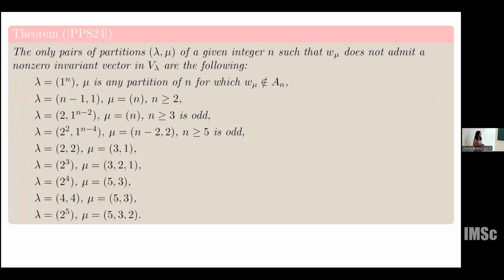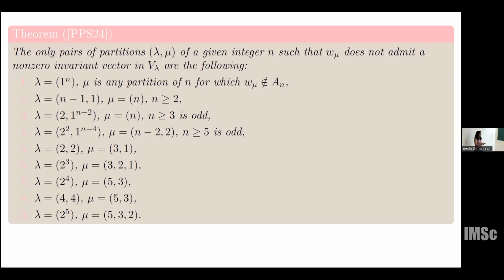And this is our main theorem. What it says is that the only pairs of partitions that do not admit non-zero invariant vectors are these finite cases. If you look, there are only 4 cases, so if I pick any large integer n, there are only 4 cases for which it does not admit a non-zero invariant vector. Except for these 4, almost all the cases will have a non-zero invariant vector.